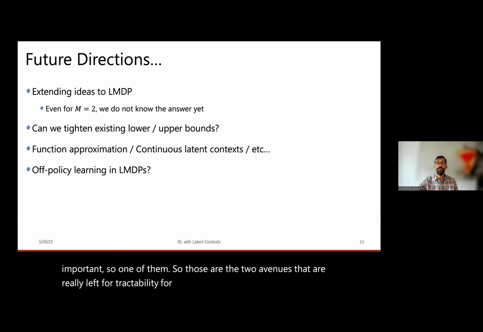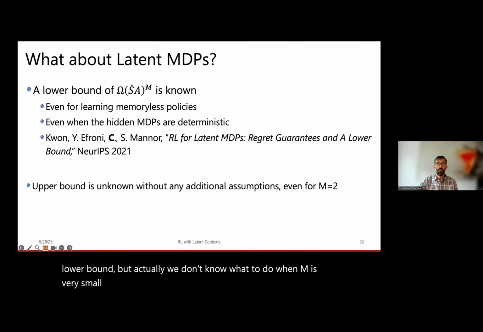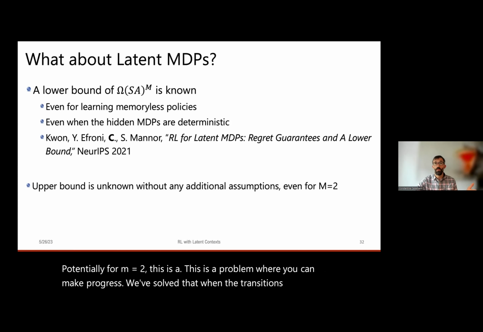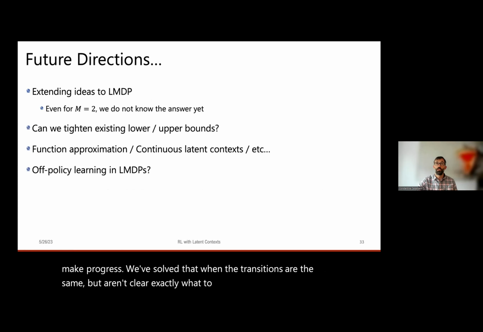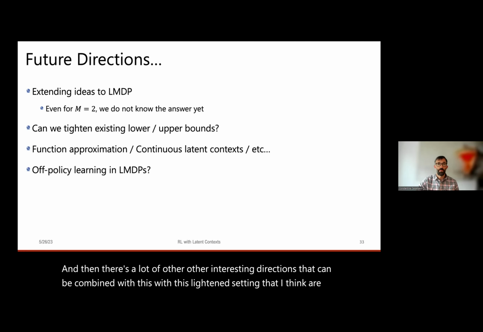For LMDPs, we have this exponential lower bound, but actually we don't know what to do when m is very small. That lower bound tells us that potentially for m equals 2, this is a problem where you can make progress. We've solved that when the transitions are the same, but it isn't clear exactly what to do when the transitions also depend on the parameters. And there are a lot of other interesting directions that can be combined with this latent setting.